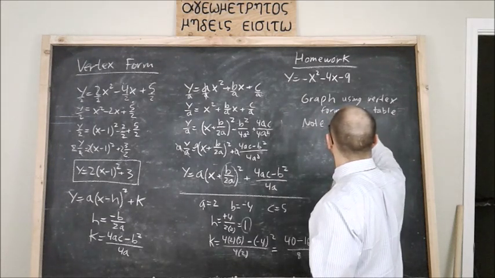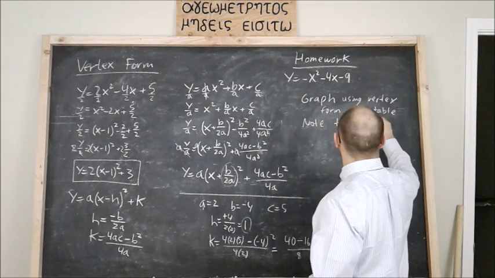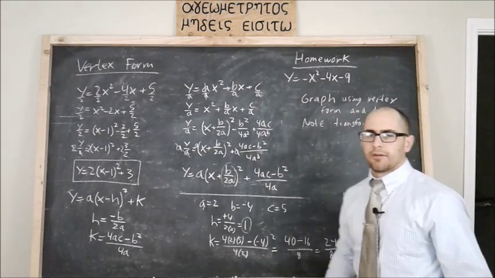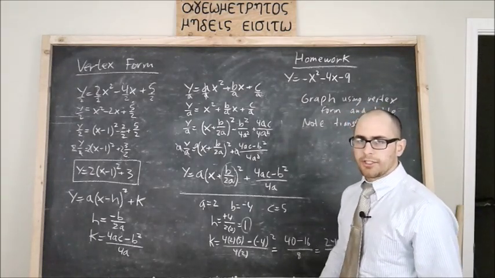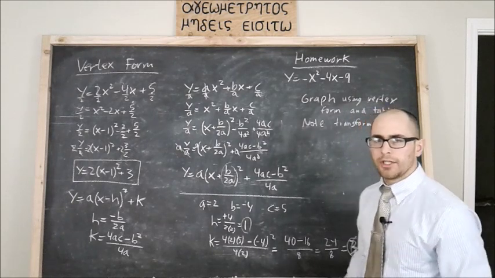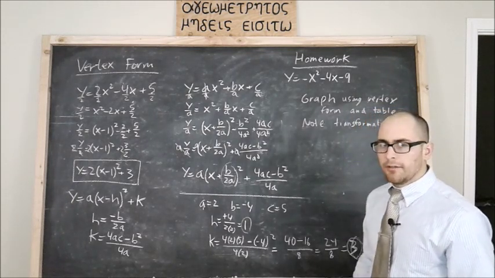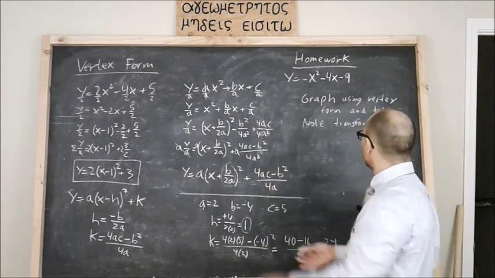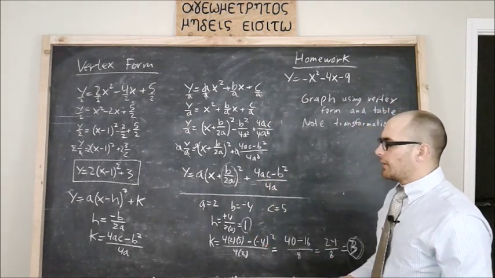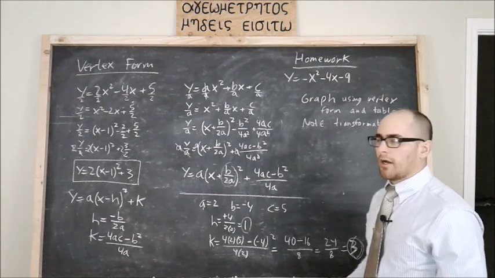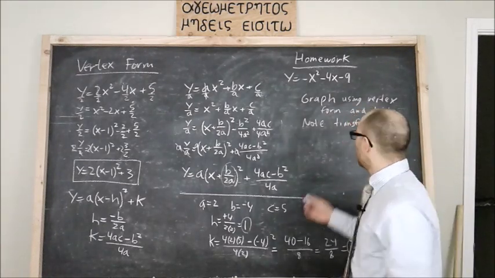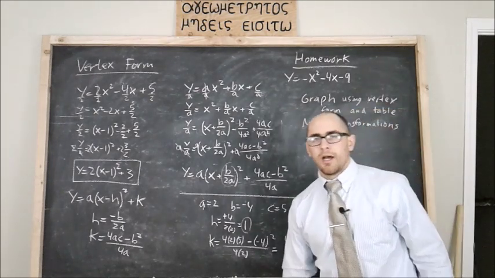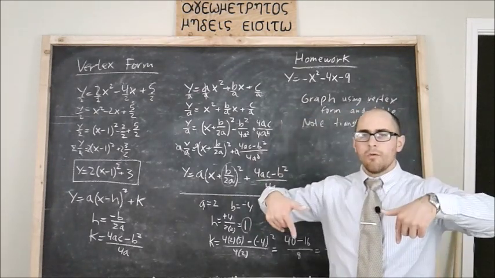All right, I want you to note the transformations. Okay. So is there any horizontal translation, vertical translation, dilation? Specifically, is there stretching or compression? And lastly, is there any reflection? Okay, so graph it, note transformations. Tell me what you found in the comments below.